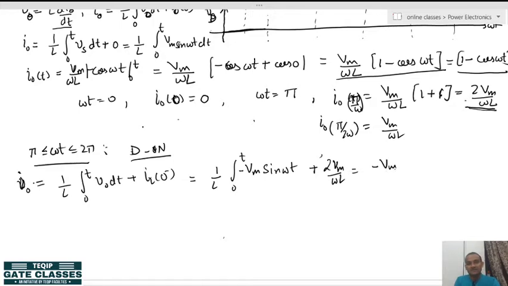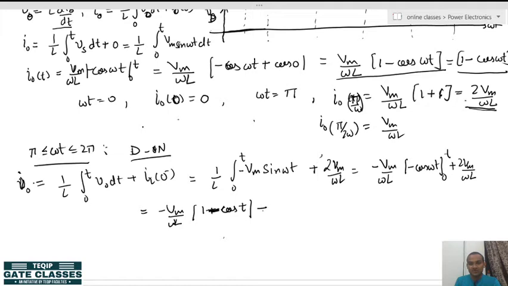We will get minus Vm upon L times minus cos omega t from 0 to t, plus 2 Vm upon omega L. When you solve it, we will get minus Vm upon omega L times (1 minus cos omega t) plus 2 Vm upon omega L. This is for the instant between pi to 2 pi.